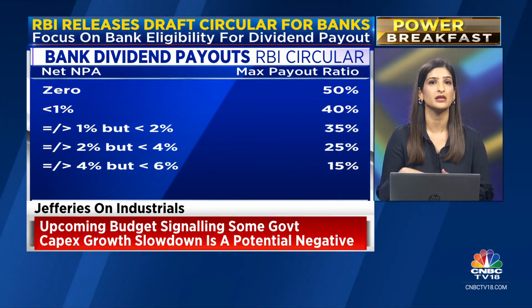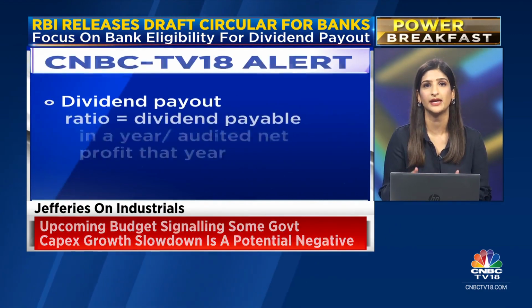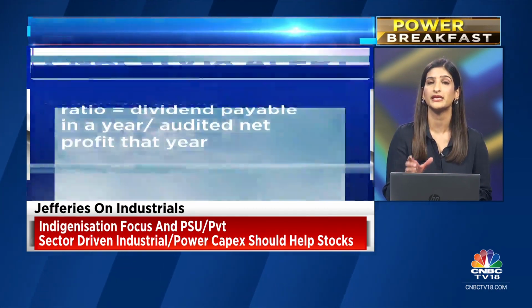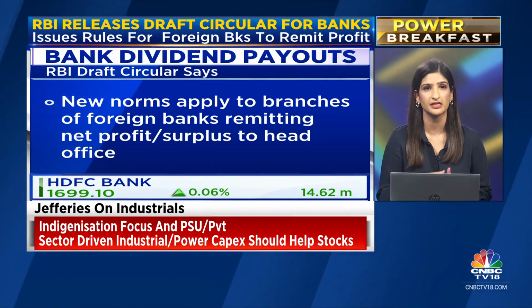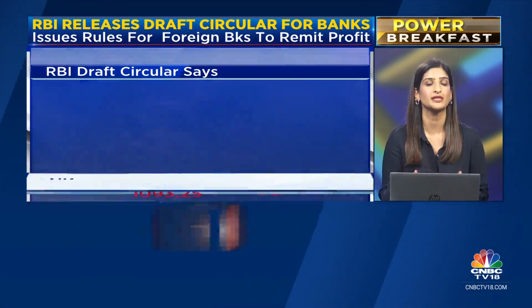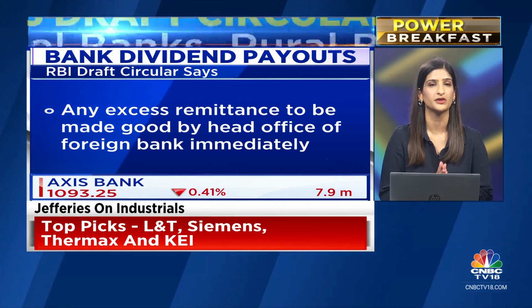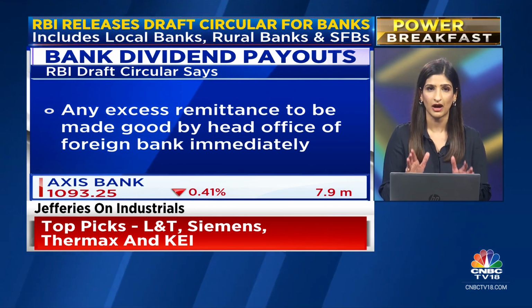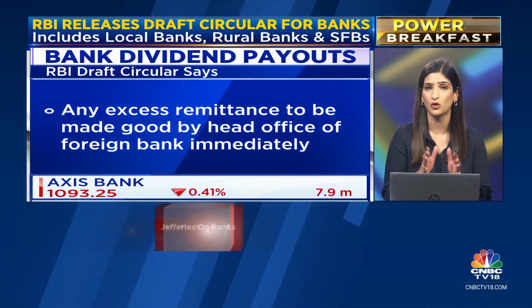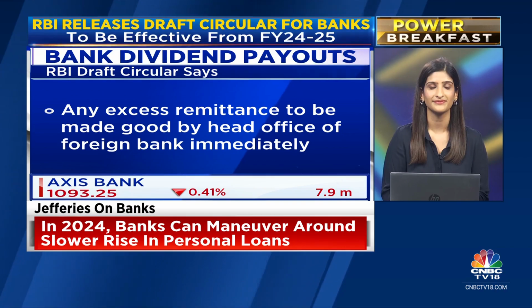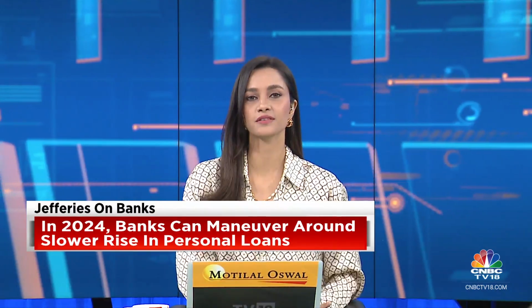Now, these proposed new capital adequacy and net NPA restrictions or norms will apply to branches of foreign banks remitting net profits to their head offices as well, and any excess remittance by foreign banks will have to be immediately covered by the head office of the foreign bank. Now, this is still a draft proposal and comments have been invited on this circular latest by the end of January. All right, Ritu, thanks a lot for detailing all of that out for us.